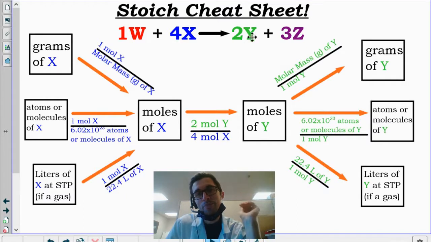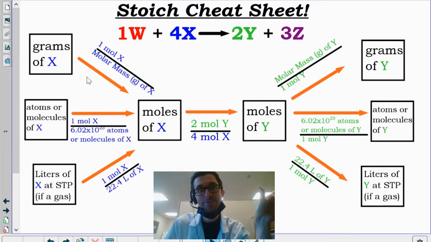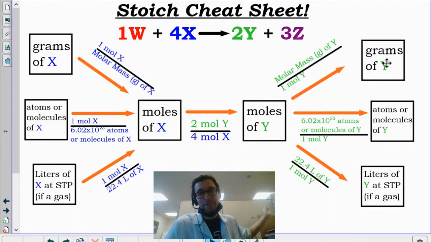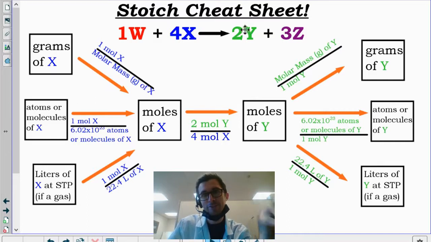Note that I'm using Y now. I'm not using X. X is gone. So once I convert from moles of X to moles of Y, X is gone. It's done. So if you're trying to get to grams of Y, don't use X's molar mass. It says molar mass of Y. Okay. So this is it. This is how we convert from grams of substance X all the way to liters of substance Y. We follow this roadmap.